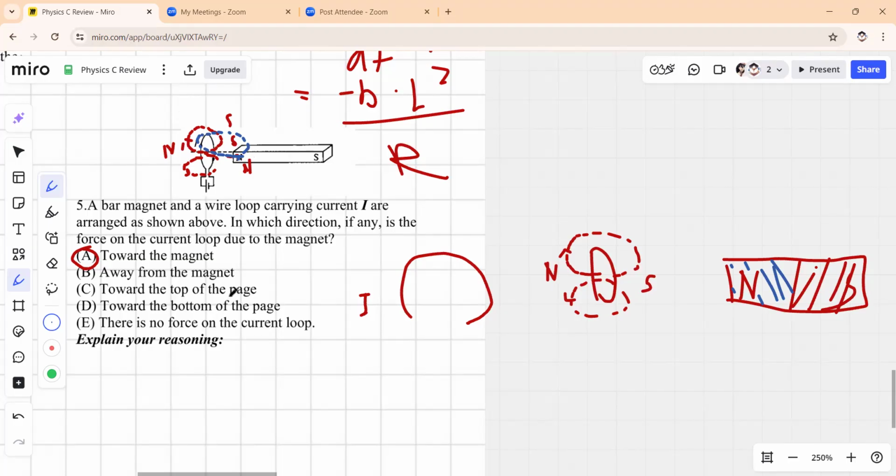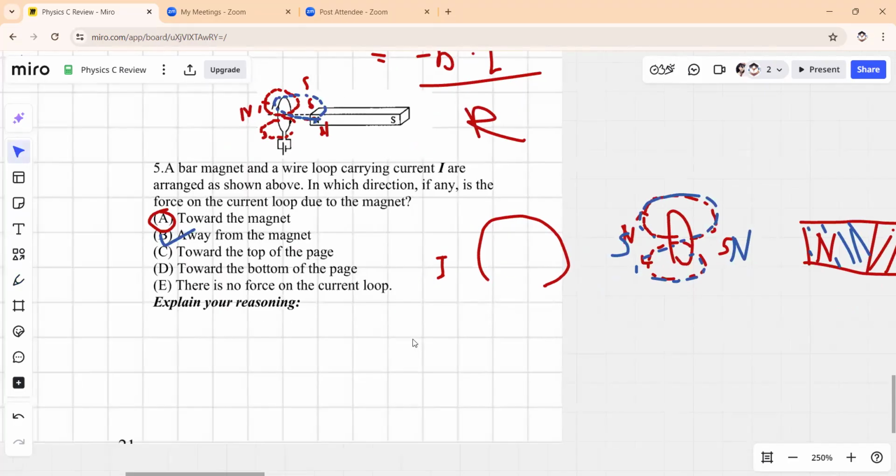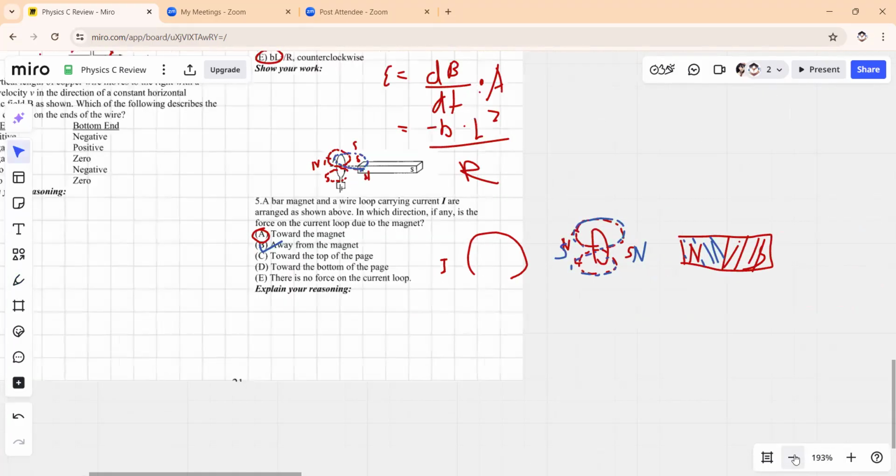Okay, so if the current was in the other direction, it would be the same answer. If the current was facing the other direction, this would be the north side and this would be the south side, and then it would be a force away. Okay, that makes sense. So you do use the right hand rule to determine which side is the North Pole and which is the South Pole of the loop. Yes. I thought you were talking about the magnet. Okay, thank you.